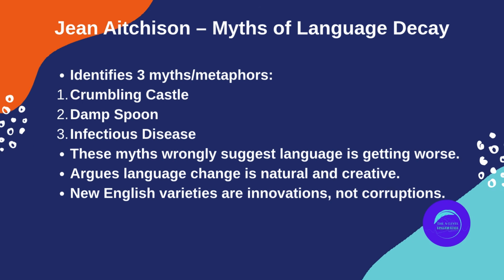Jean Aitchison studied public attitudes toward language change. She identified 3 popular myths: the crumbling castle myth, which imagines English used to be perfect and is now falling apart; the damp spoon myth, which links bad language to laziness; and the infectious disease myth, which treats non-standard usage like a virus. Aitchison rejects these views. She believes that language change is inevitable, adaptive, and even creative. New varieties of English are not corruptions, they are innovations.